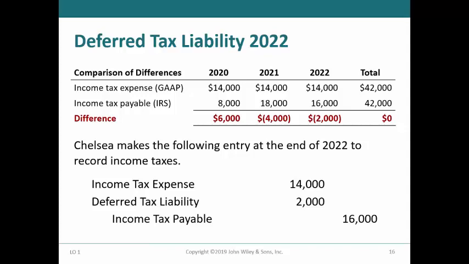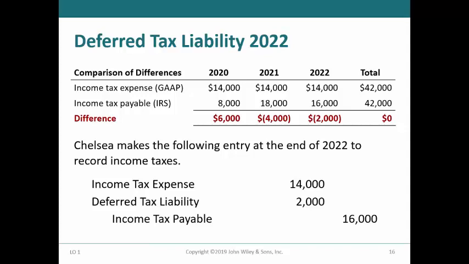In the last year, 2022, we see the last of the income reported on the tax return. We debit income tax expense for $14,000. Notice this has been the same amount every year. We debit deferred tax liability for $2,000 and credit income tax payable for $16,000. The transaction has now completely reversed.